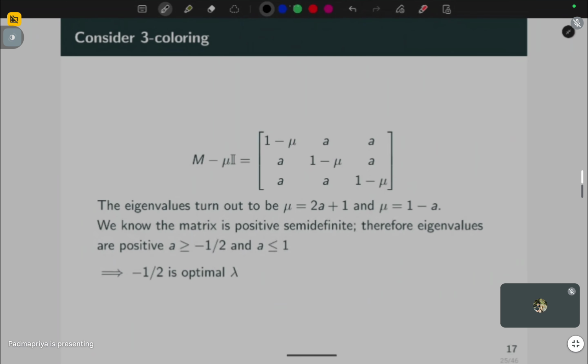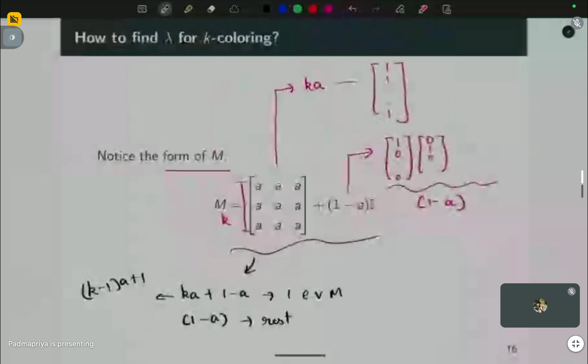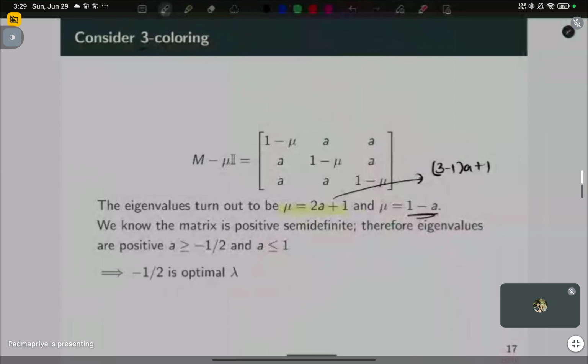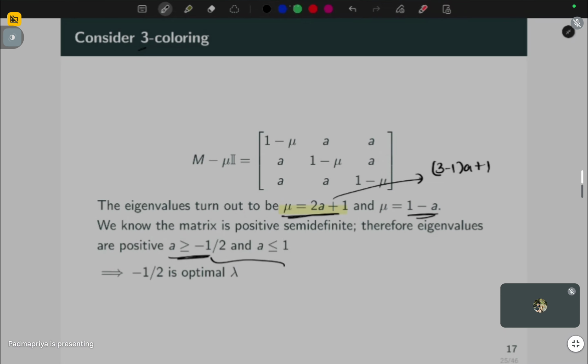And to convince ourselves, if we look back at what we got, this is nothing but, we knew that the graph is 3 colorable. So it's just 3 minus 1 into A plus 1, and all others will be 1 minus A. Depending on the dimension, you have that many eigenvalues, and all of that corresponds to a degenerate subspace. So this is the setup, and with this, you can see that this equation is what corresponds to this. So A will be greater than or equal to minus 1 by K minus 1 for a K colorable graph.